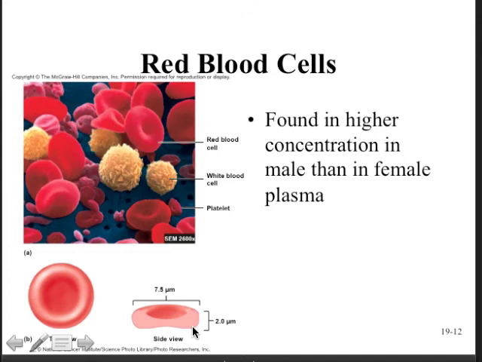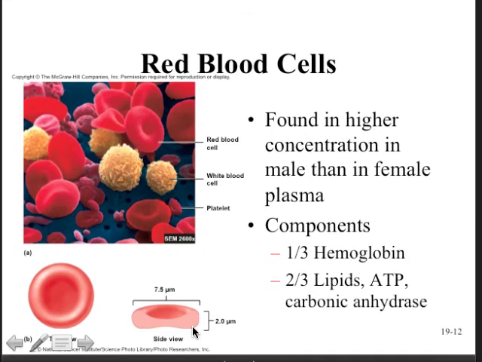It's found in higher concentrations in male than female plasma, and the reason for that's very simple. That's the effect of testosterone. It raises the hematocrit, and the reason for that is that testosterone also increases bone density and muscle mass. In order to do that, you have to have more oxygen carrying capacity in the blood because muscle and bone are metabolically active tissue. It's about a third hemoglobin and then a third lipids, ATP, and carbonic anhydrase.